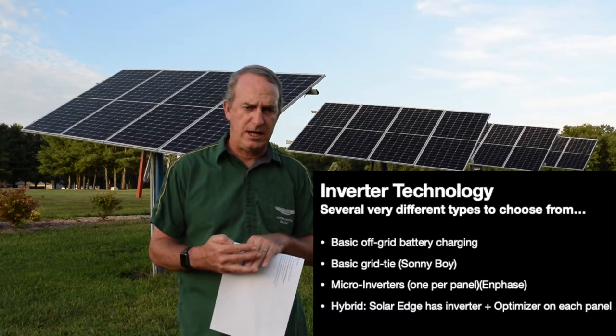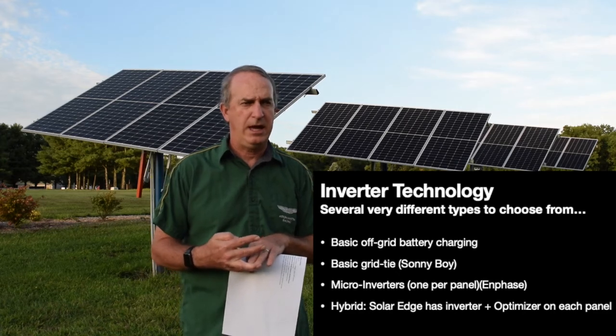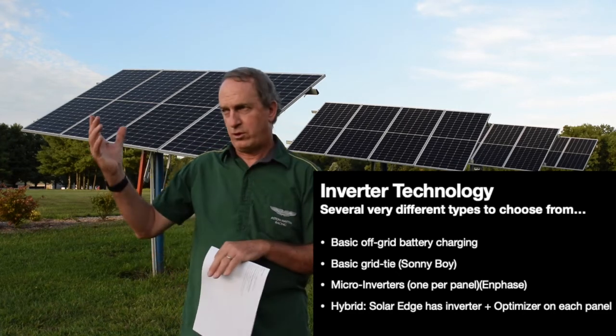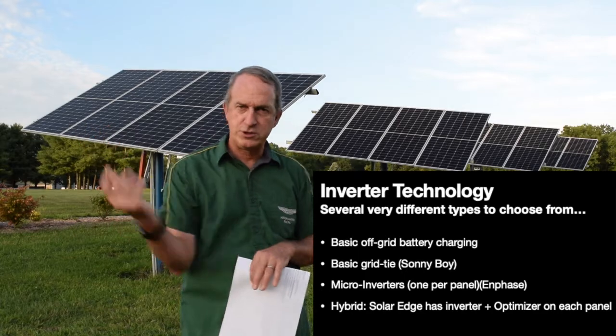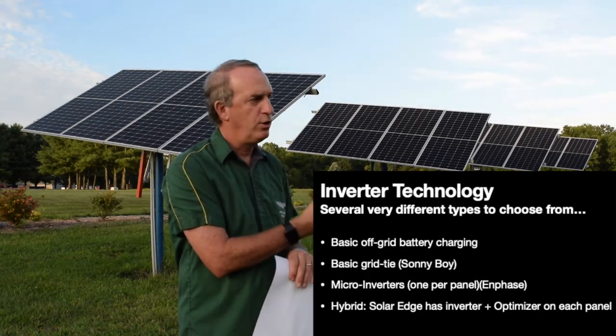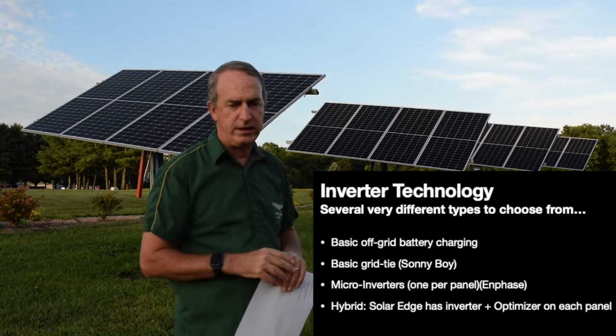Your basic AC inverter, Sunny Boy makes them, and with those, the solar panels make their voltage, they send that voltage to the inverter, which then converts that into AC.